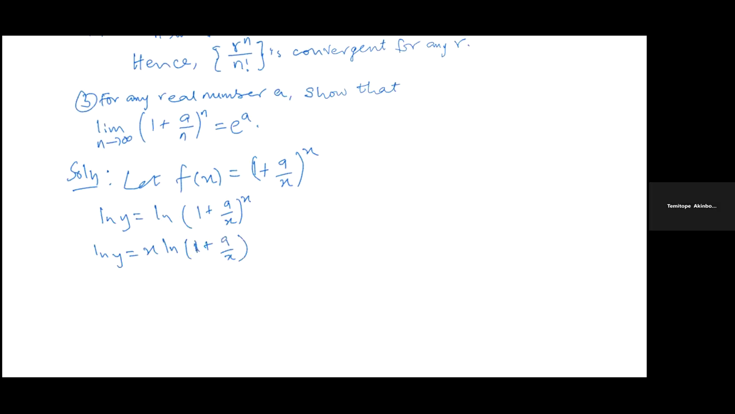I can take the LCM of the term in the bracket, so that will give me ln((x + a)/x). That's taking the LCM of the term in the bracket. So ln y equals x times, I will now apply another law of logarithm, so that will be ln(x + a) minus ln x.